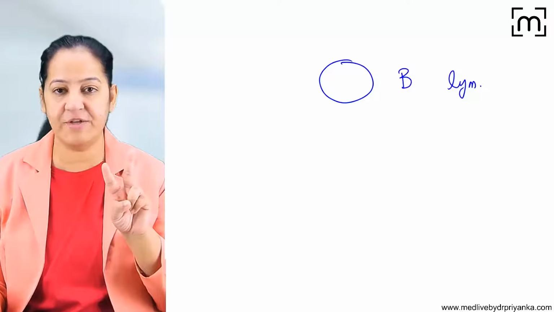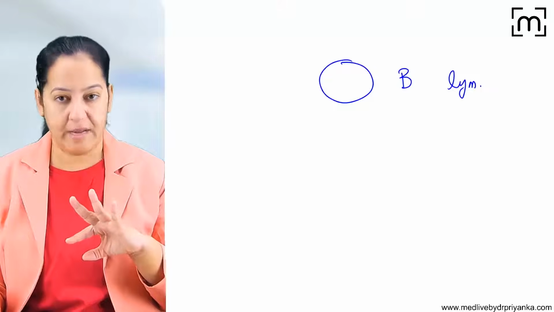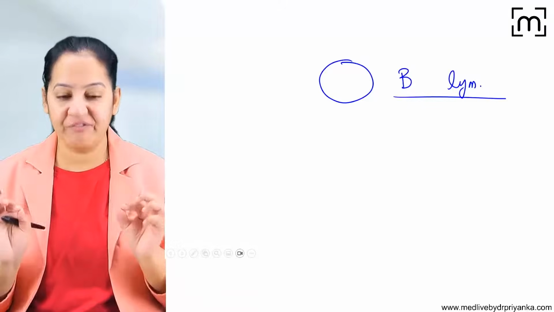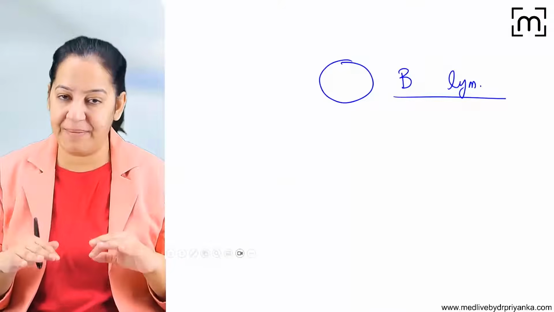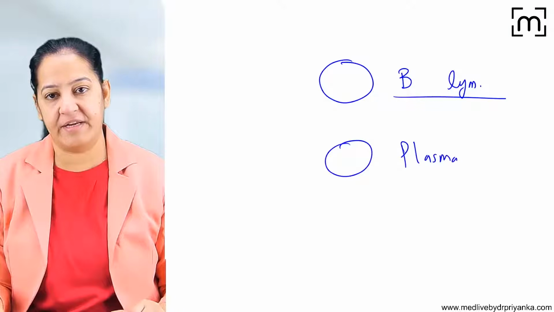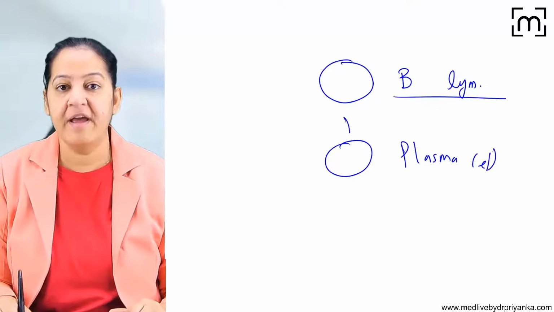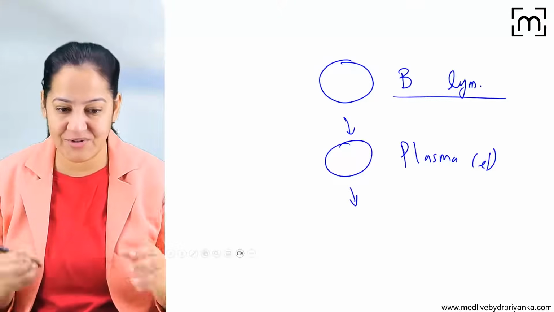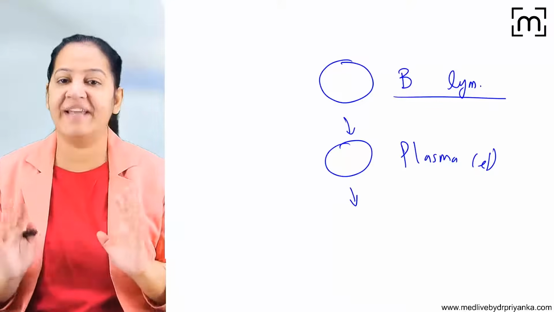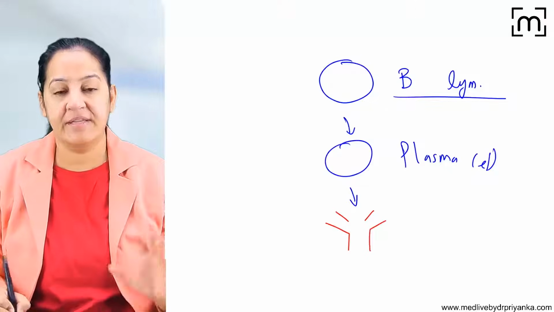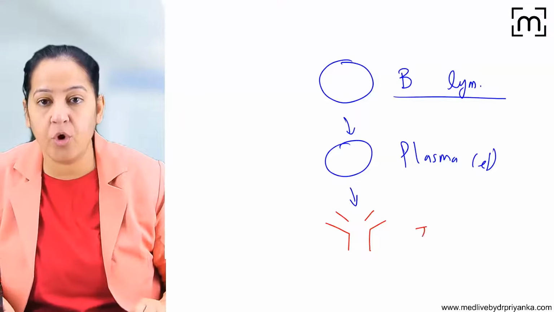There are 2 types of lymphocytes in the human body, T lymphocyte and B lymphocyte. This is B lymphocyte. What does B lymphocyte do? Whenever the foreign particle, the antigen, comes, the B lymphocyte gets converted to plasma cell. And plasma cell forms the antibodies. What is the structure of antibody? We all know that in an antibody there are 2 light chains and 2 heavy chains. This antibody is known as immunoglobulin.